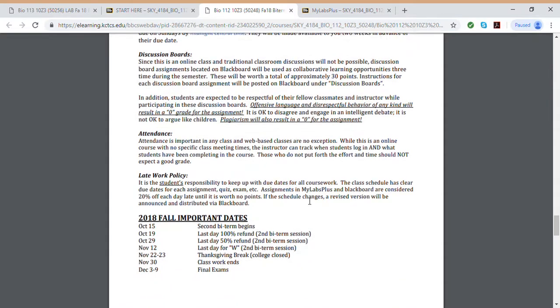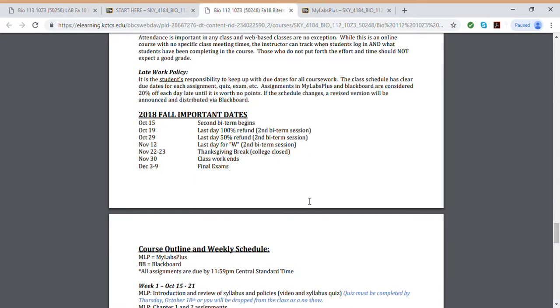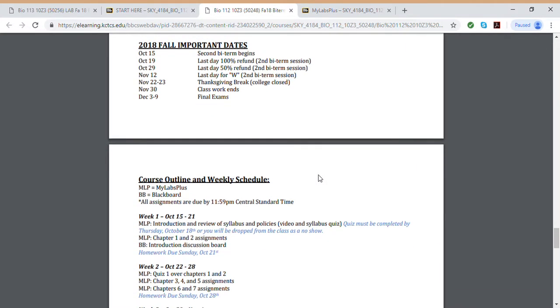All right, moving on, pay attention to the important dates. Get an agenda or calendar, write these dates down. After the last date of withdraw with a W, which is right here, I will not let anyone withdraw after the last date, basically. Hopefully no one will want to withdraw and everyone performs exceptionally, but if you do want to withdraw, please pay attention to these important dates. Write them in your calendar.